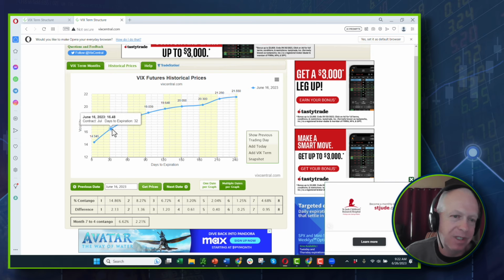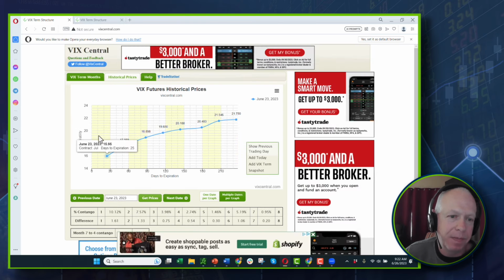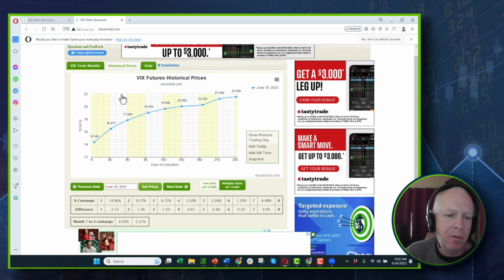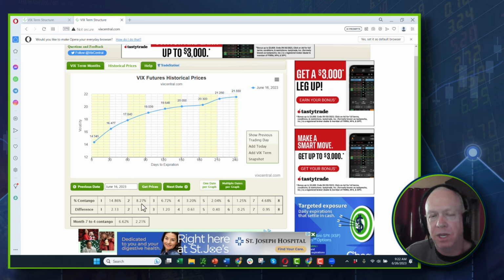So let's look at this one, 16.48 to 15.95. It dropped even though the market's going down, so that tends to be bullish from an implied volatility standpoint. We are in 10% contango now from about 8.27. So again, that's normal for what we would call a complacent market that's not overly concerned about the market going down. So implied volatility here is certainly more bullish than bearish.